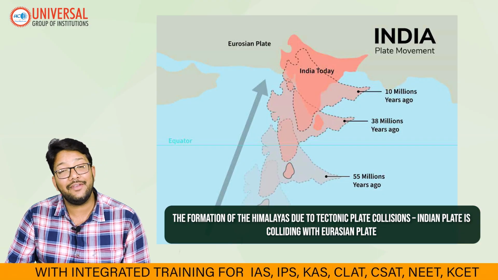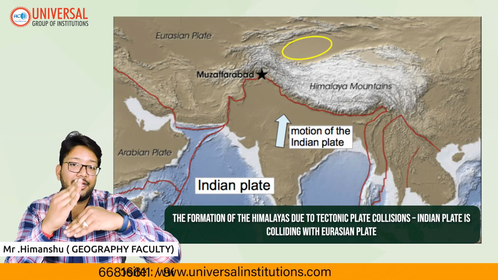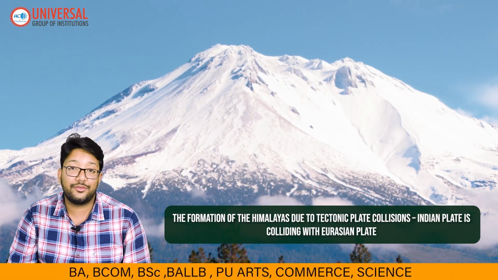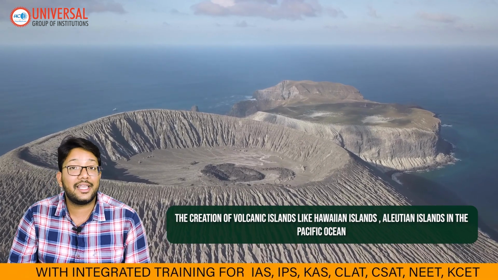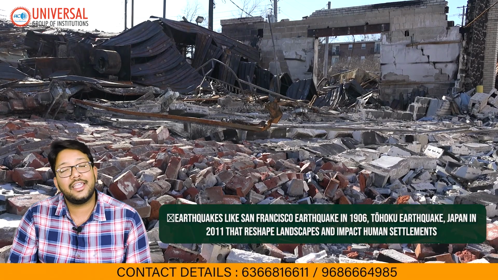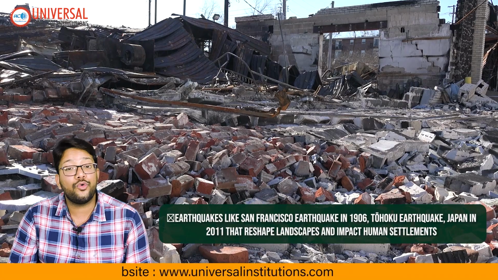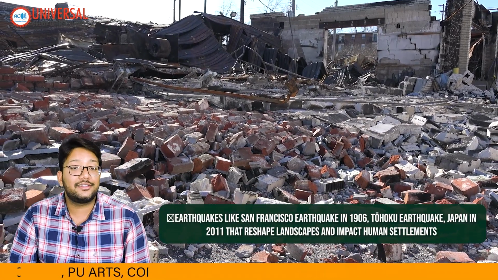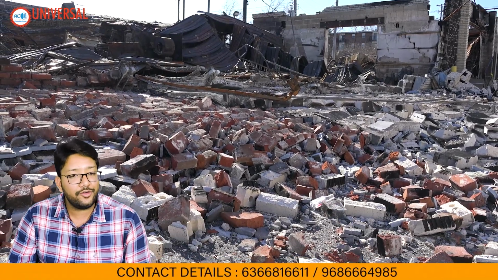The Indian plate is colliding with the Eurasian plate. The Indian plate is moving down into the Eurasian plate and the Eurasian plate is going up. So this upward movement results in the Himalayan formation. The second example we can take is the creation of volcanic islands like the Hawaiian Islands and Aleutian Islands, which are present in the Pacific Ocean, and the third can be earthquakes like the San Francisco earthquake in 1906 and the Tohoku earthquake in Japan in 2011 that reshape landscapes and impact human settlement. So this is an overview of the endogenetic forces.